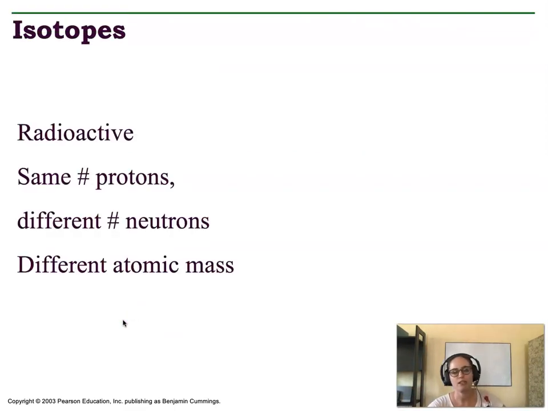Now, I mentioned that it is actually possible to change the number of neutrons. It is also possible to change the number of electrons. So when we change the number of neutrons, we call that an isotope. Because we have changed the number of neutrons, that does mean that an isotope will have a different atomic mass, and that number on the periodic table is going to change by 1.